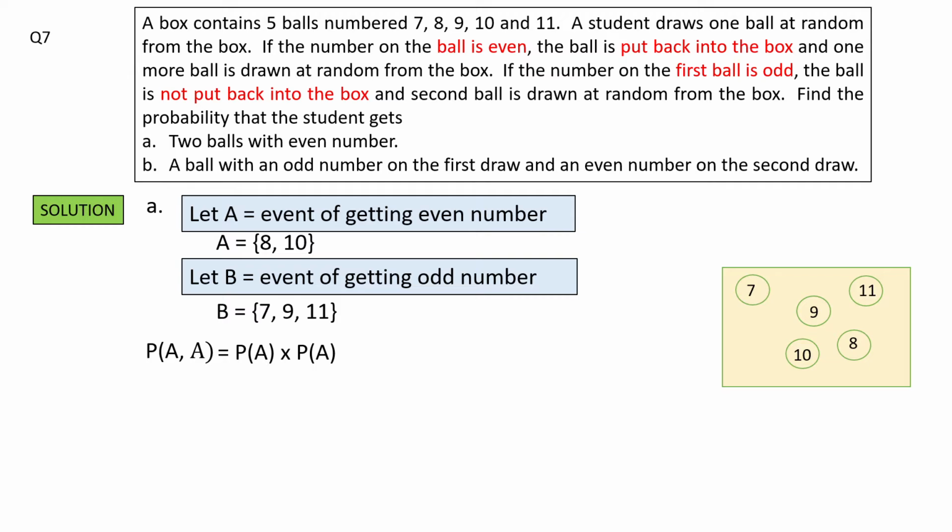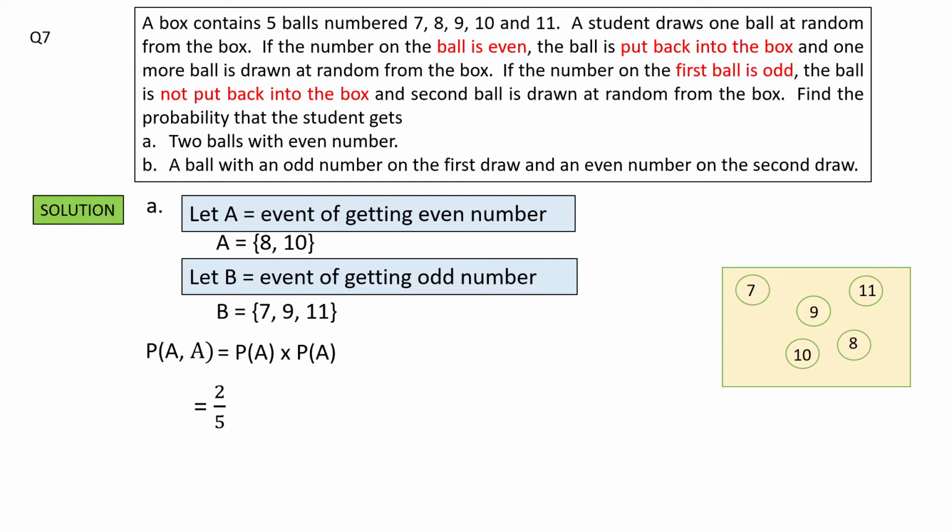So for the first time, in order to get an even number, the probability will be 2 out of 5. That means we have 2 even numbers in the box, that will be 8 and 10, and altogether we have 5 balls. Therefore, probability A equals 2 over 5.